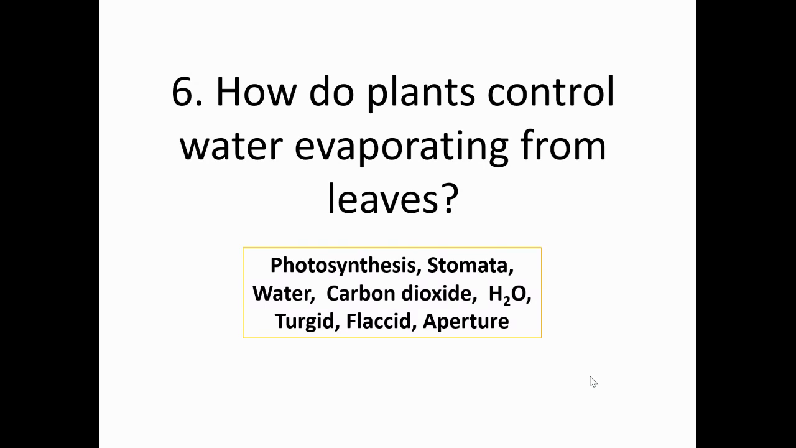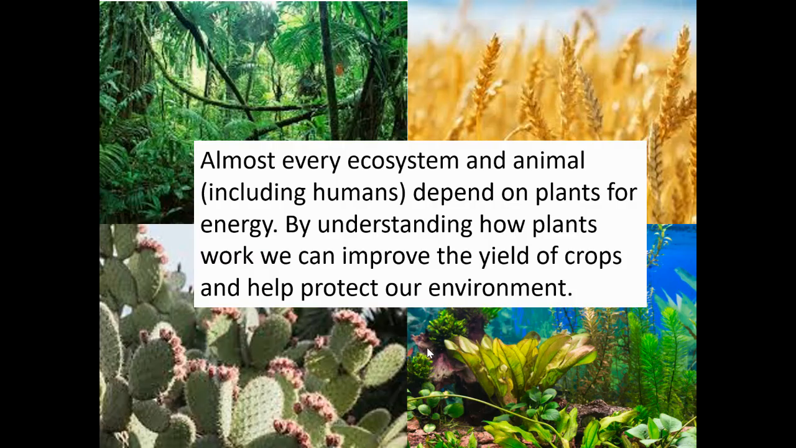Our keywords for today's lesson are photosynthesis, stomata, water, carbon dioxide, H2O, turgid, flaccid, and aperture. These last three words, I suppose you can use to describe the stomata, parts of the stomata, and the guard cells. We'll be using these in context, and that'll make a bit more sense later on. You may have guessed already, this is about the stomata, today's lesson.